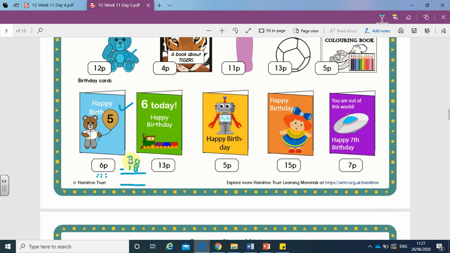0, take 8. I've got 0, I can't take 8 away. And that 1. 10, take 8 is 2. 1, take 1 is 0, so my change is 2p.